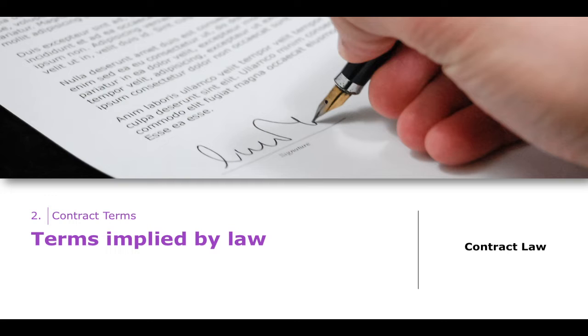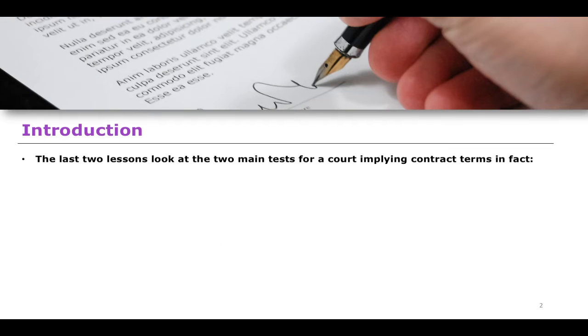This lesson is going to talk about the ways in which terms may be implied through law. And then what I'm going to do is essentially just do a basic overview of what we've been talking about so far in the previous lessons, and then talk about how we make the shift from terms that have been implied in fact to terms that are implied through law.